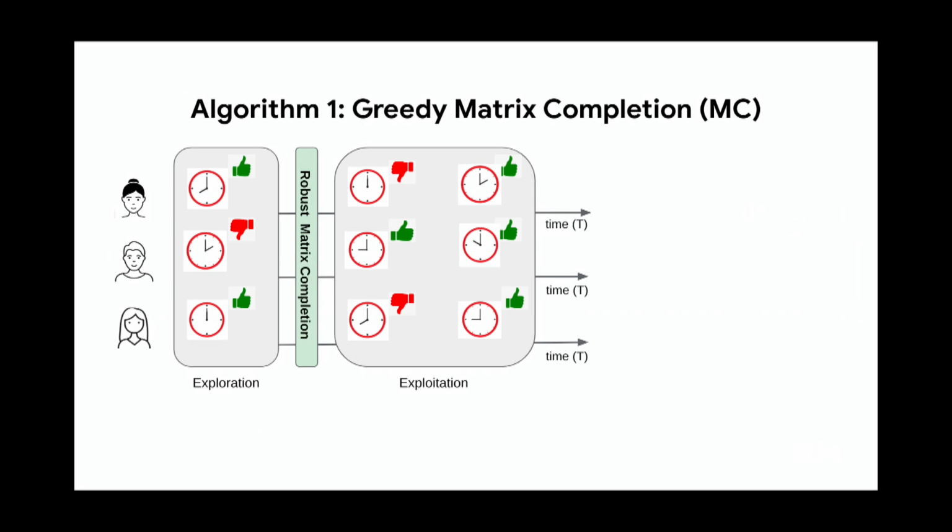In the exploitation phase, you simply use the data that you estimate, the model that you fit, to recommend items, or call users at their appropriate time slots. So this is just phase termination with phase length 1.